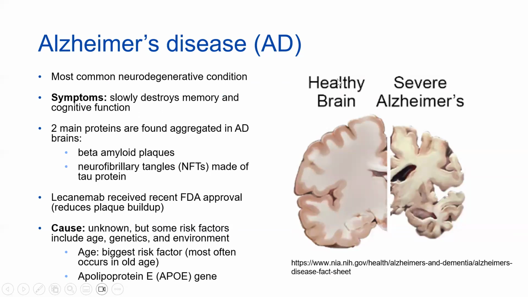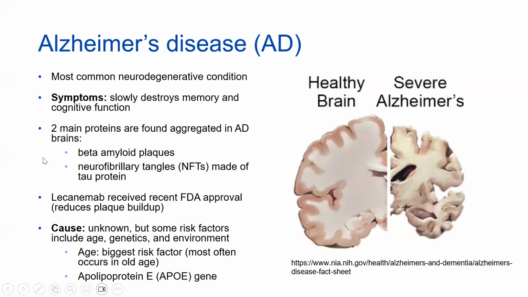And here is an example of a healthy brain, whereas here is an example of a brain with severe Alzheimer's, or a case that has already severely progressed. There are two main proteins that are found to be aggregated in AD brains, and you do want to keep these in mind. These are beta amyloid plaques and neurofibrillary tangles, so plaques and tangles.